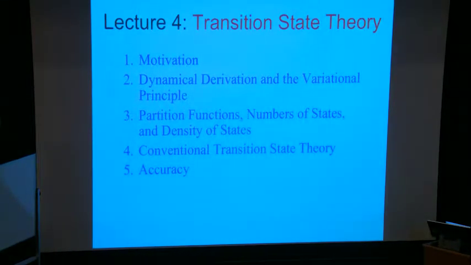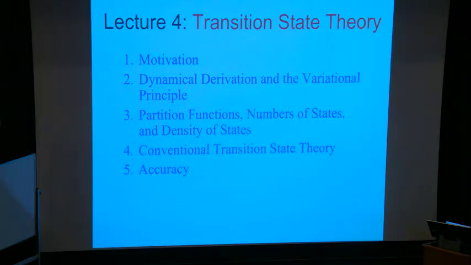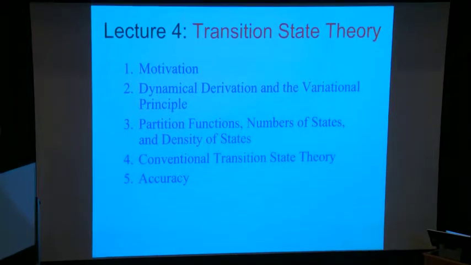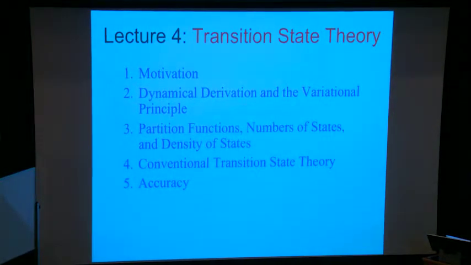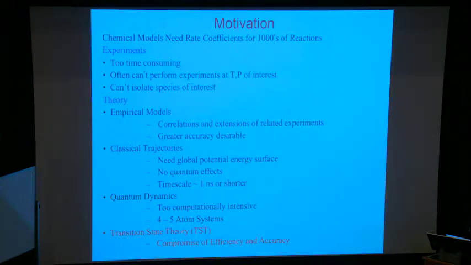So in this first lecture for today, we're going to talk about a derivation of transition state theory, motivate it, try to go through the derivation, and then give standard definitions of statistical mechanical quantities at different levels: the canonical level, the microcanonical level, and then the E and J resolved level. Then we go on to the standard forms of transition state theory, conventional, and then improvements beyond that, and then short discussions of accuracy.